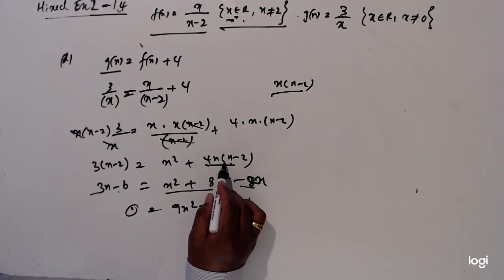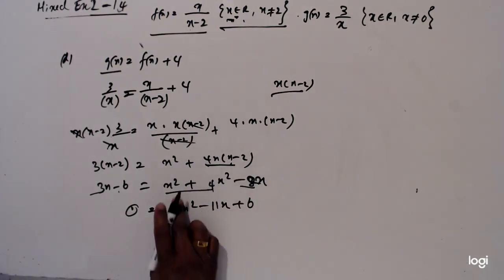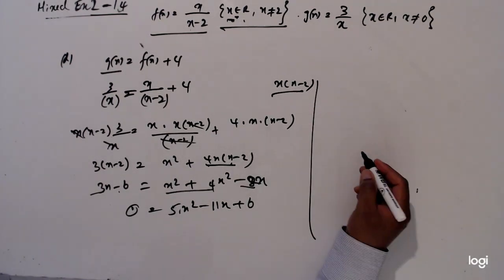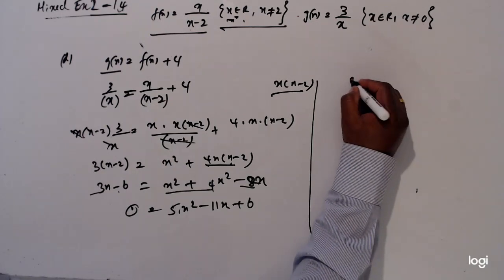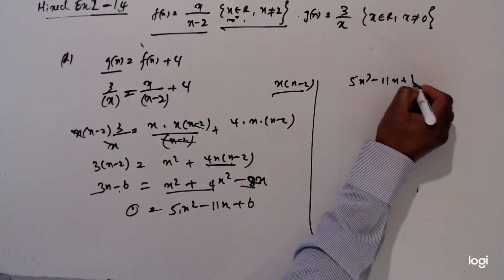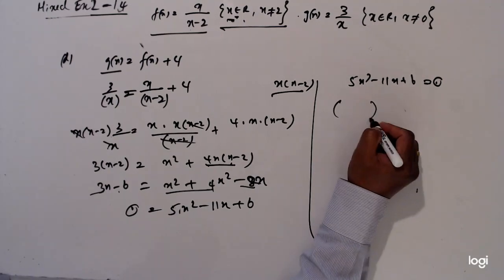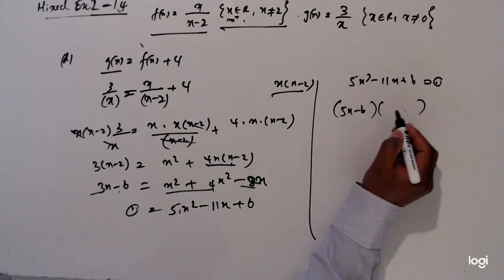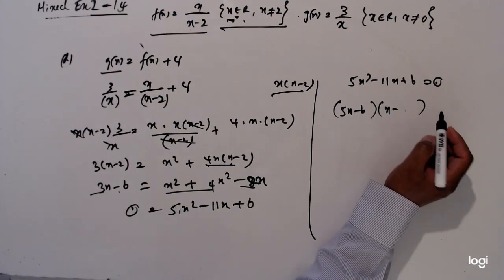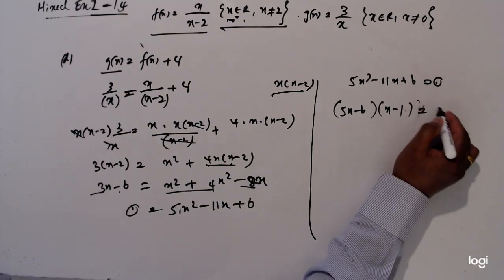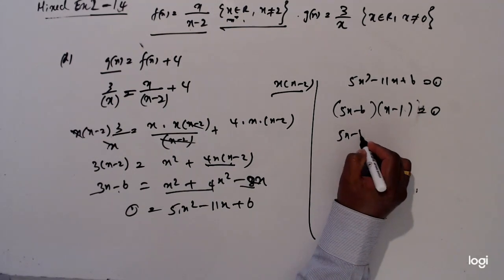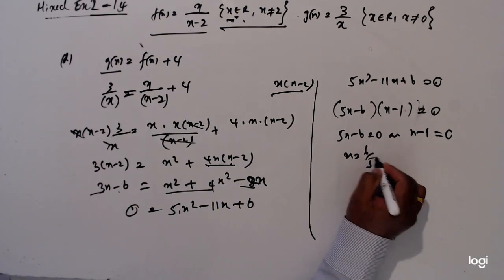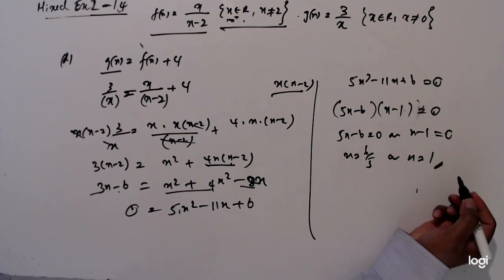Actually 4x times x is 4x squared, so it will make 5x squared, because now we can simplify easily, I believe. So 5x squared minus 11x plus 6 equals 0. (5x minus 6)(x minus 1) equals 0. So 5x minus 6 equals 0, or x minus 1 equals 0. x equals 6 over 5, or x equals 1.